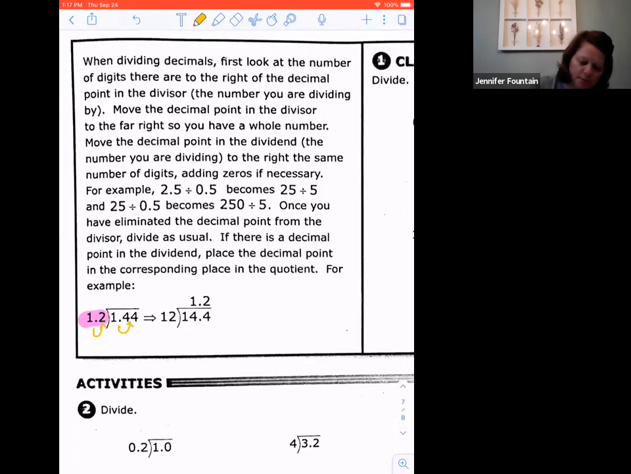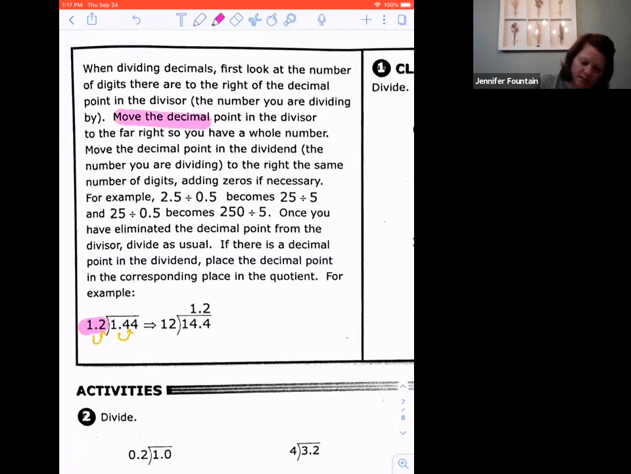Okay, so move the decimal in the divisor to the far right so you have a whole number. Remember, I cannot have a decimal in my number outside of the division sign. However many places I move that, I have to move the decimal place the same number of digits. And if I have to move it and it doesn't have enough places, I add zeros. Just like it shows us, 2.5 divided by 0.5 would become 25 divided by 5, and 25 divided by 0.5 would become 250 divided by 5.